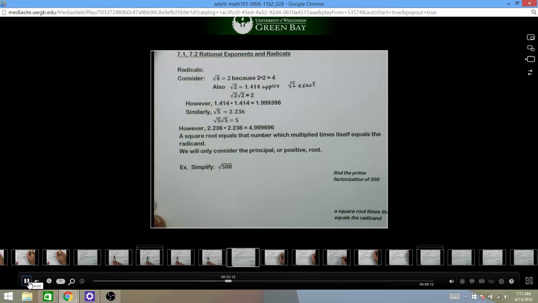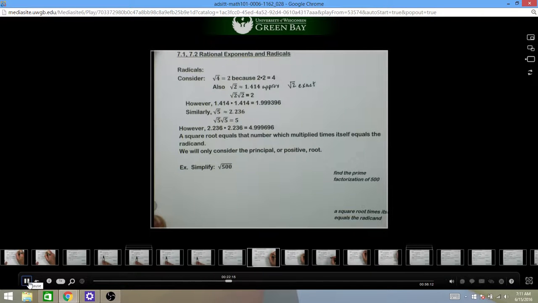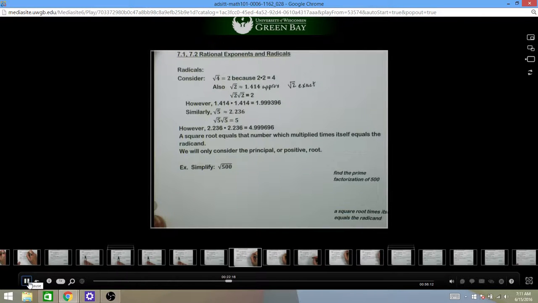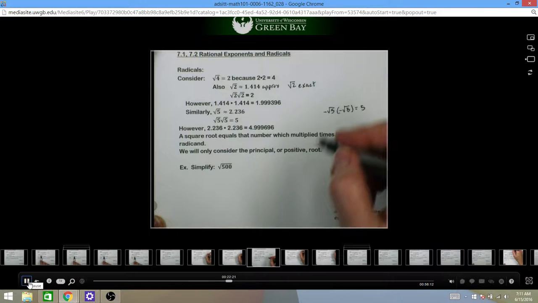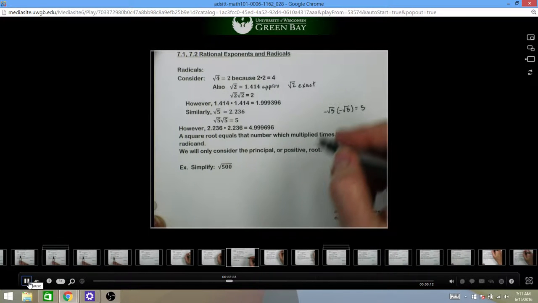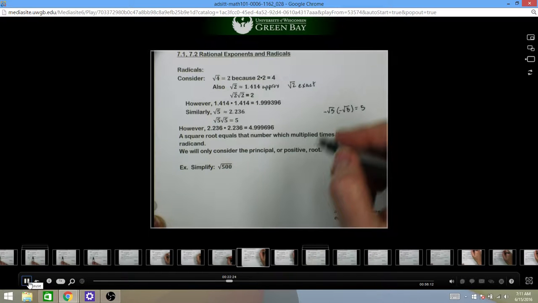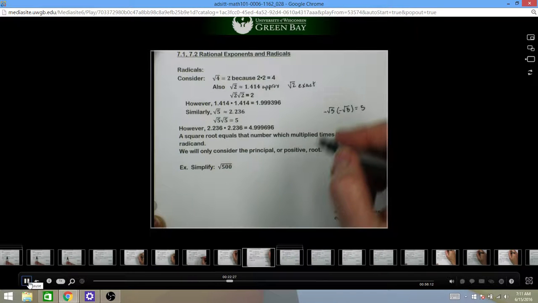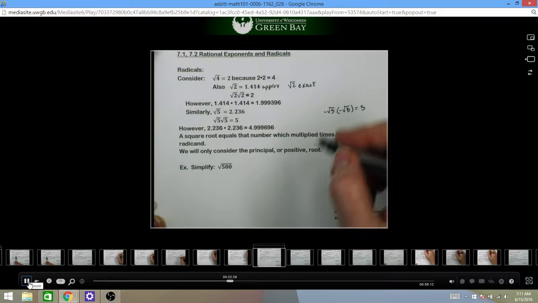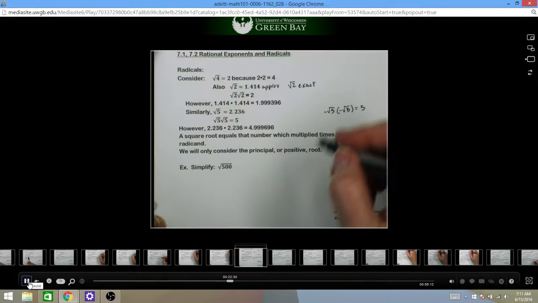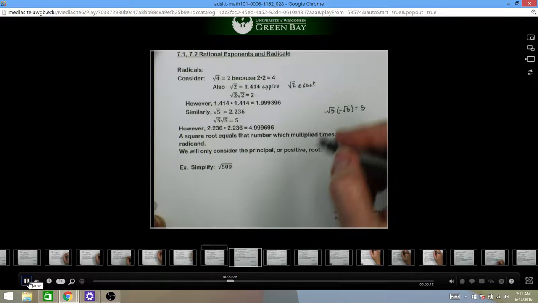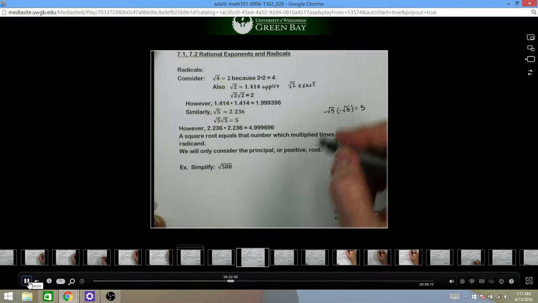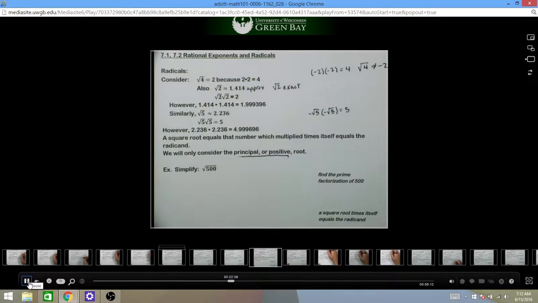It turns out that negative square root of 5 times negative square root of 5 also equals 5. Or up here would be better to see. Negative 2 times negative 2 also equals 4, but we don't say the square root of 4 is negative 2. We say the square root of 4 is positive 2. That's called the principal or positive root. So even though negative 2 times negative 2 is also 4, we ignore that and just take the principal root.